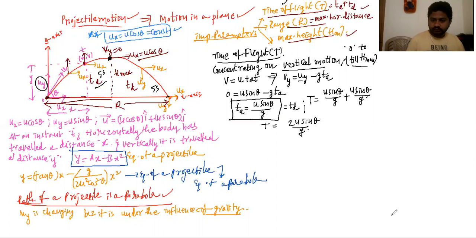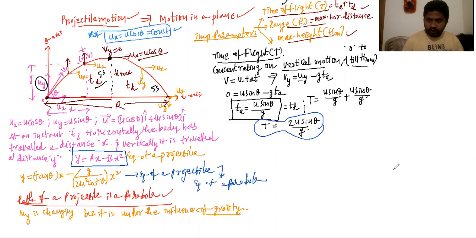What is the total time of flight formula? 2u sine theta by g. Clear? It depends on the theta value, it will vary.